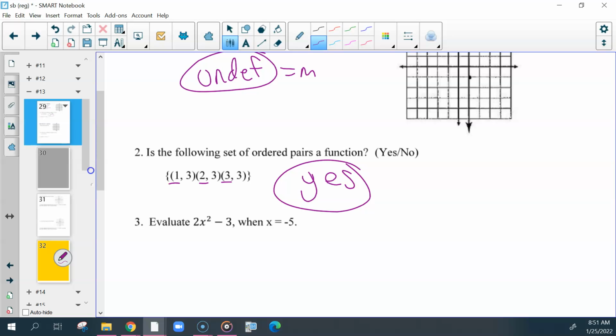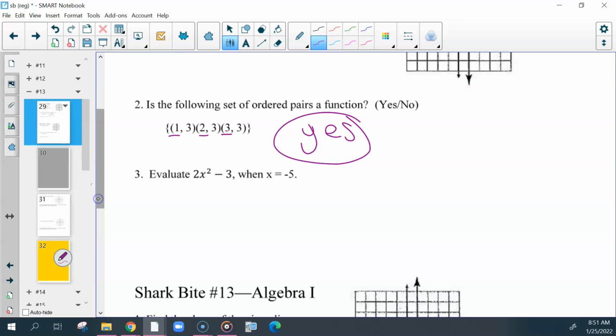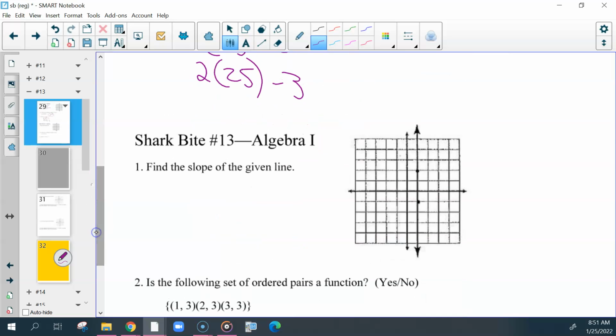For number 3, you need to put -5 in for x, and simplify and figure out what that is. So when you do that, you get 2 times 25 minus 3. This would become 50 minus 3, so 47.